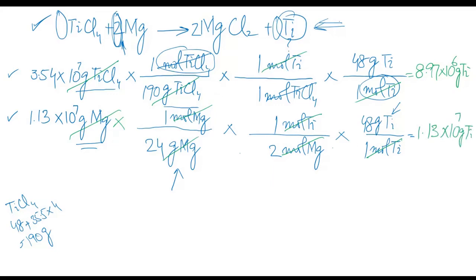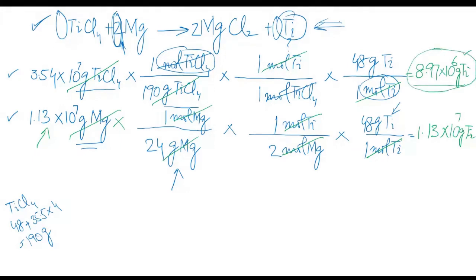You can use calculator. Even 24 multiplied by 2, 48 cancel. Answer will be the same. Okay, students. Now we got two answers. 8.97 into 10 to the raised power 6 gram titanium and 1.13 into 10 to the raised power 7 gram of titanium. Now tell me, which is the correct answer? The first one, the smaller one. Very good. Excellent. So this is your actual amount.